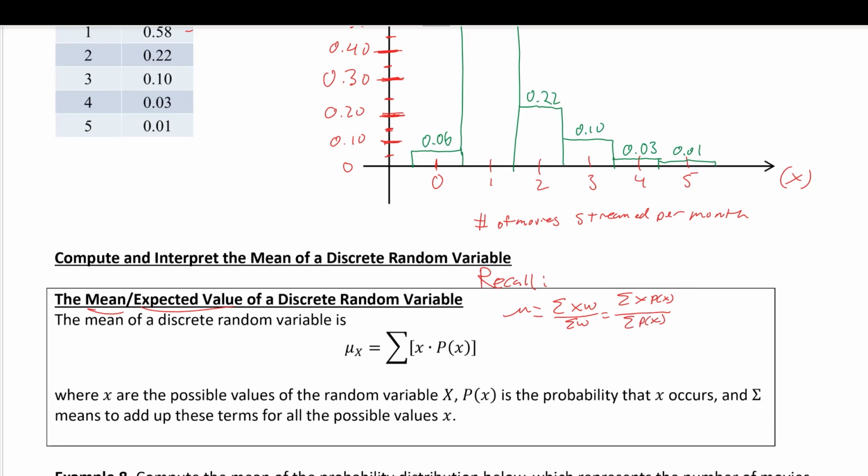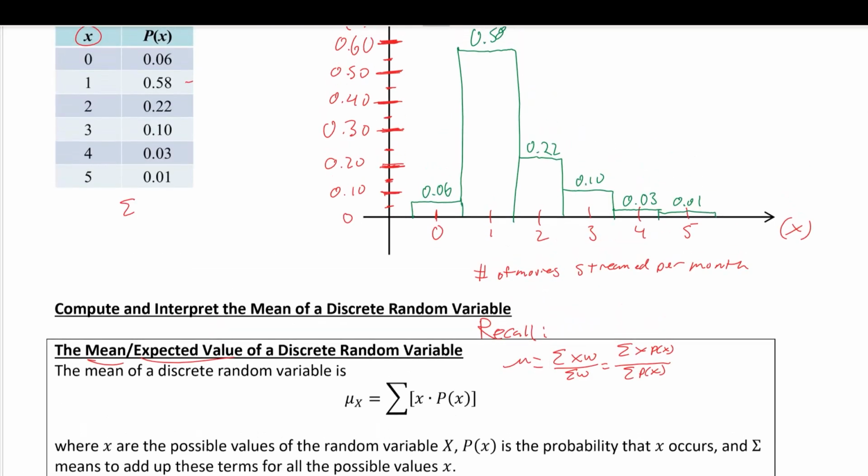Now, so far, if you were to compare these two equations to each other, this numerator looks exactly like that. However, we have this denominator down here, the sum of the probability of x. And what do we know about the sum of the probabilities of x? If I go back up here, when you actually add them up, it will add up to 1. Always, if it's a probability distribution. So that'll always equal 1. So this just comes out to be the sum of x times the probability of x. So it's essentially just the weighted mean.